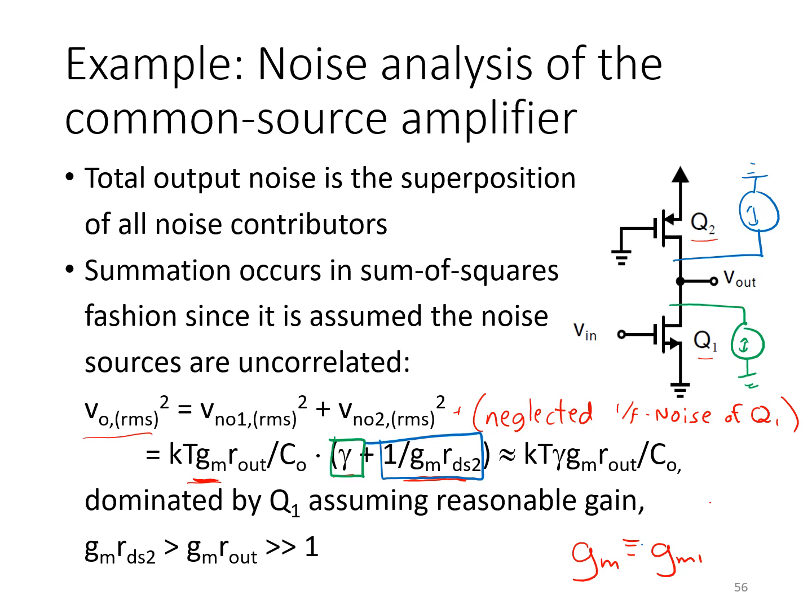Because the blue term in the brackets there is 1 over the gain of the amplifier, 1 over GM1 times RDS2, whereas the green term is something like 2/3 or larger. So as long as there's any reasonable gain in this amplifier, it's certainly likely that the green term will dominate. And so overall, the noise at the output of this amplifier is likely dominated by Q1, specifically its thermal noise, as long as the amplifier has a bandwidth greater than the 1/f corner frequency of Q1.